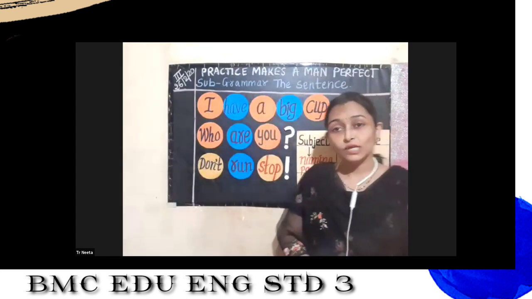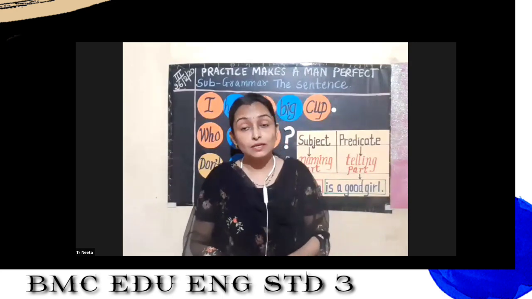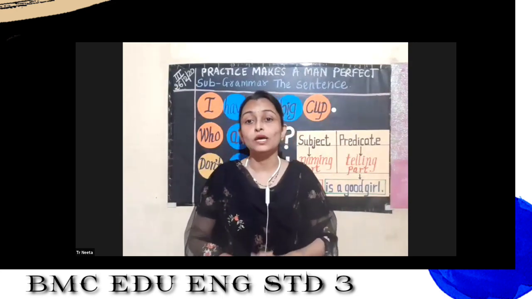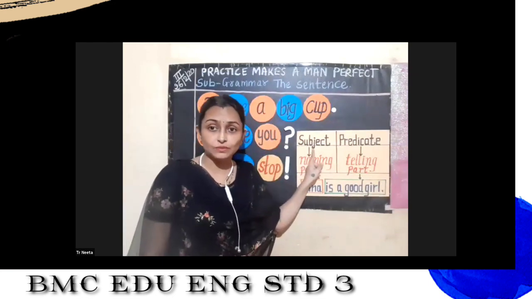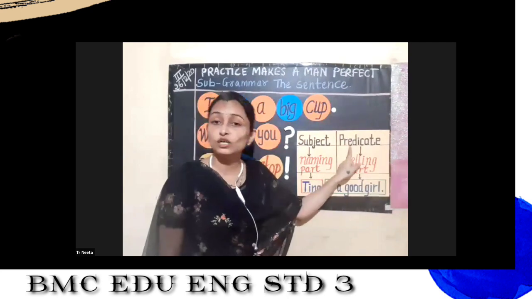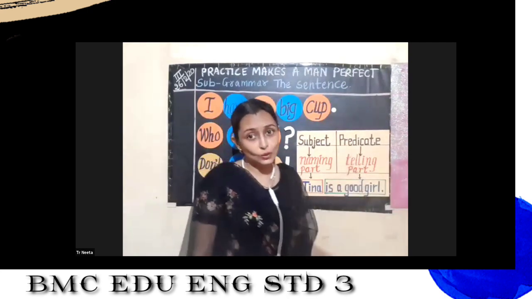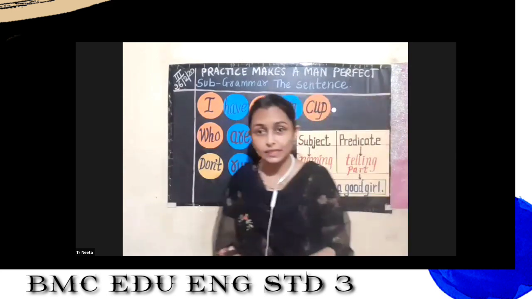Now I'll tell you one example. Birds fly in the sky. Now birds are what? Birds are a noun, and that is the subject. So bird is the subject, and "fly in the sky" is the predicate. I hope you all have understood the subject and the meaning of predicate.